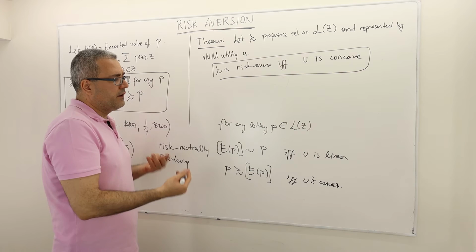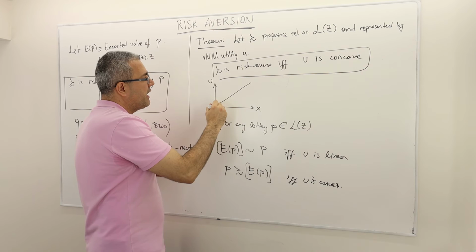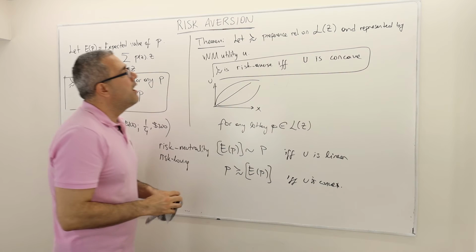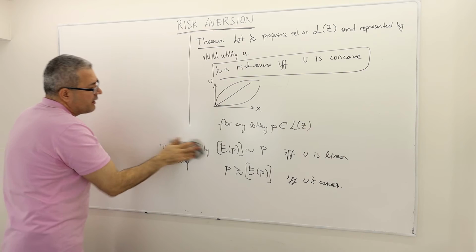So if X is the set of prizes, and this is the utility, then a straight line is a linear function, right? A concave function is something like this. A convex function is something like this. So the shape of the utility function matters a lot for the risk attitude. I'm not going to give you the full proof, but rather I'm going to make an argumentation about why concavity and risk aversion are related.